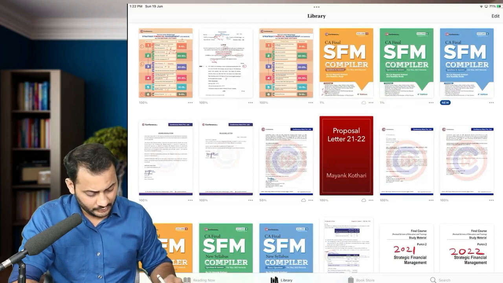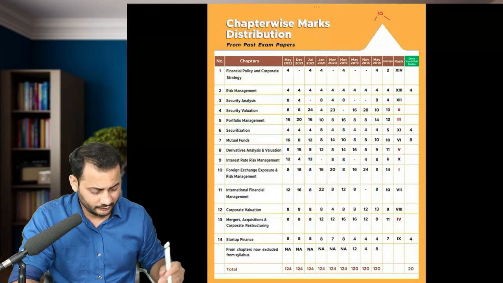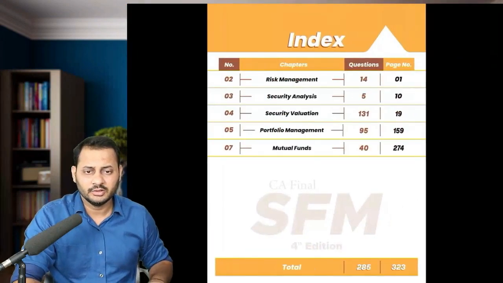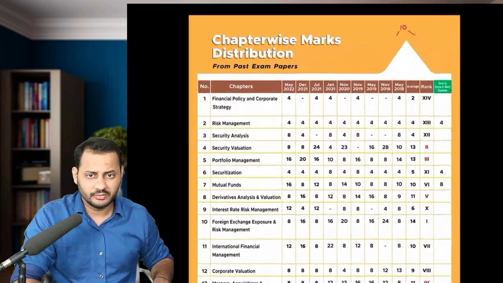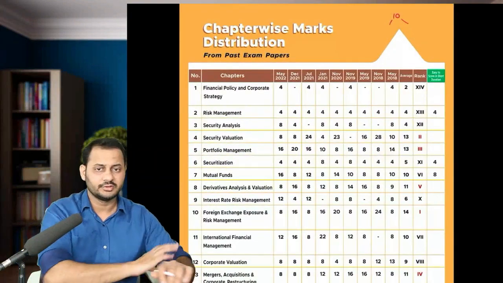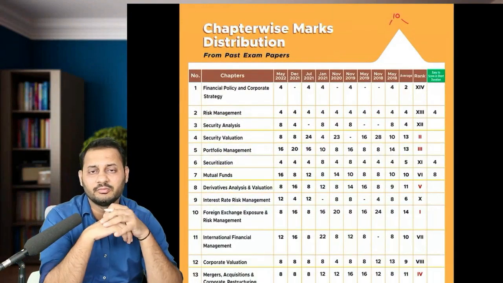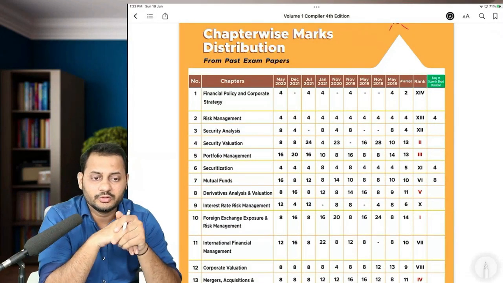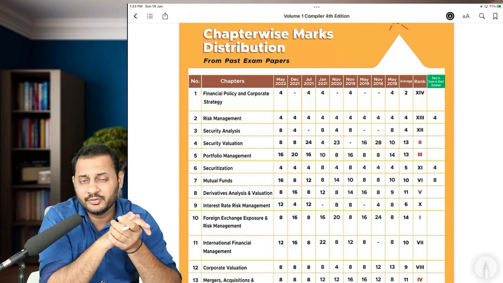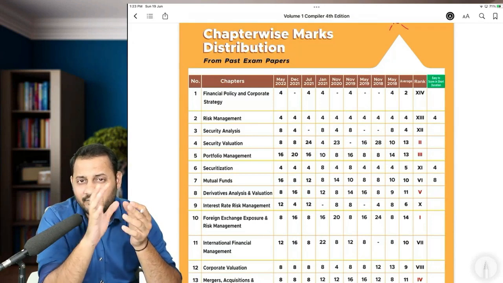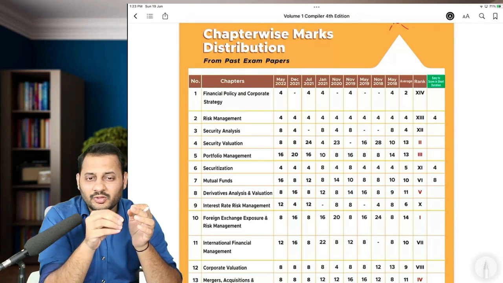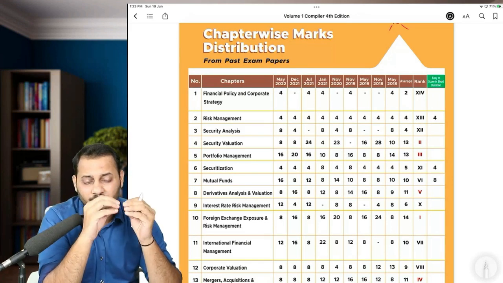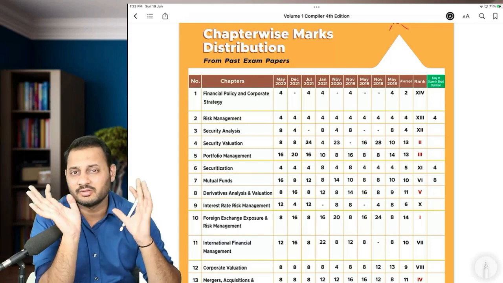Okay, so now we will come to the first volume, 4th edition. So this is 4th edition, volume number 1, and in that you will have to come over to the chapter wise marks distribution from past exam papers. So you will get a good idea, and here I'm going to give you a secret tip to score maximum marks in less number of hours.